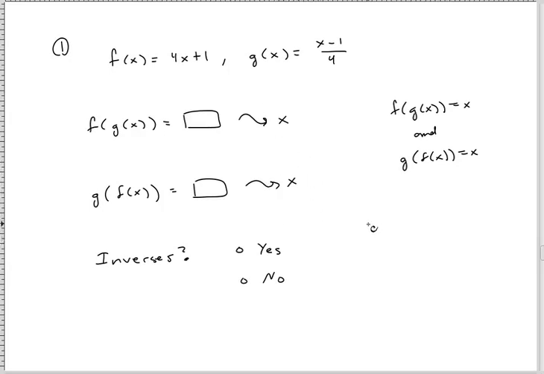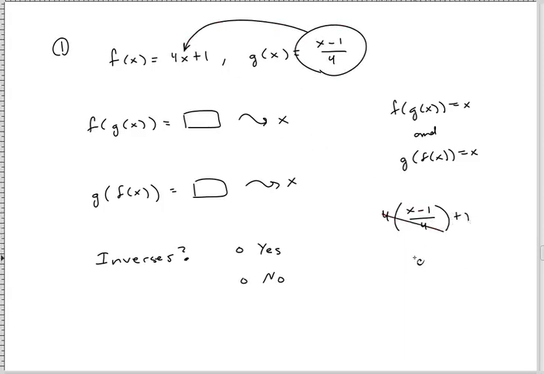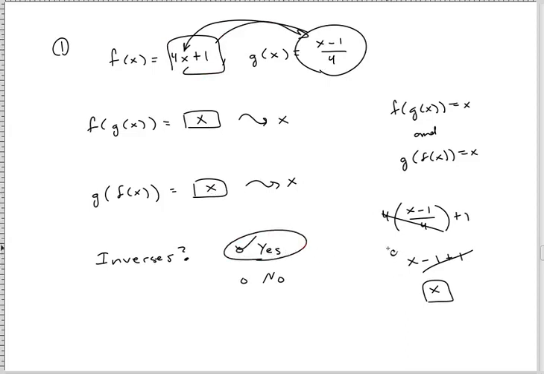And so let's actually do the math. I'm going to take this g and plug it into the x there. So 4 times x minus 1 all over 4, and then plus the 1. And so these 4's cancel out, x minus 1 plus 1. Those cancel out, and indeed we just get an x. And if you do it the other way, if you take this and plug it in this way, guess what? You also get an x. And so you say yes, they're inverses, and we're good to go.